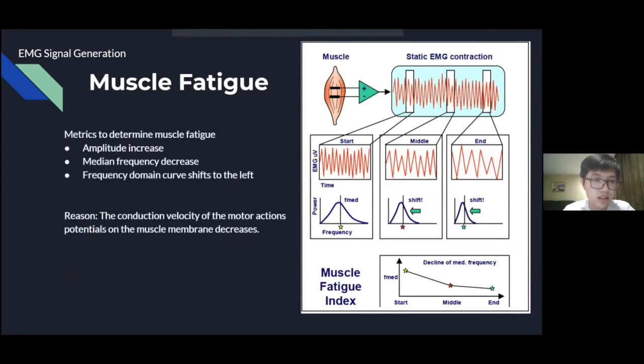So in our project, we used 3 different metrics to determine muscle fatigue: amplitude increase, median frequency decrease, and the frequency domain curve shifts to the left. And we mainly focus on number 3 here, the frequency domain shifting to the left. The reason for these changes is that the conduction velocity of the motor action potentials on the muscle membrane decreases.